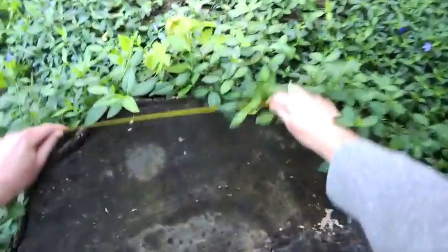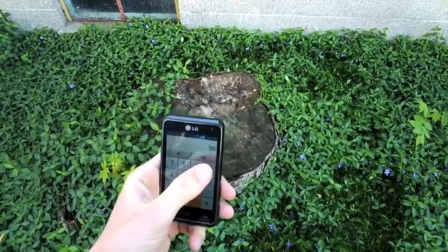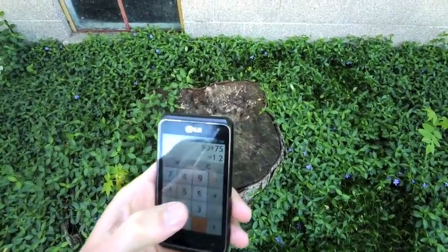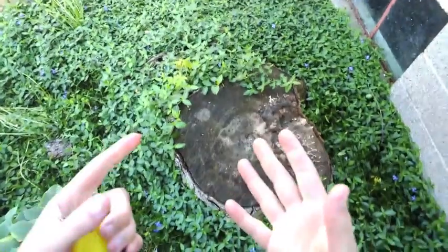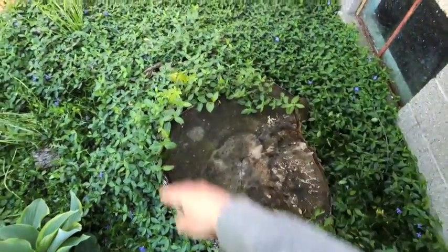Let me check the circumference. This is going to be a rough measurement. It's like 90 inches. 90 inches divided by 75 years, about 1.2 inches per year. Now that suggests that each year, this tree gets 1.2 inches bigger around.